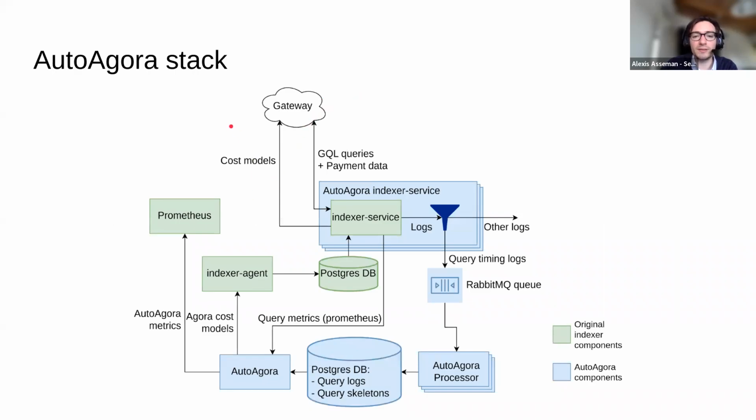So, putting it all together, here are all the components. You see the flow for the relative costing, which goes from the gateway, receives a query, and goes through the indexer service. The indexer service computes the execution time, and it goes into the logs, into the queue. That queue is consumed by the AutoAgora processors and fed into the database that keeps a historical trace of all the queries we've served and their latencies. That goes into AutoAgora to compute its statistics and generate the relative cost models. It also gets the number of queries served from the query metrics. The Agora models, sorry, get fed into the indexer agent, which feeds them into the indexer service DB, and then the indexer service serves those models to the gateway. So you've got the full cycle here.